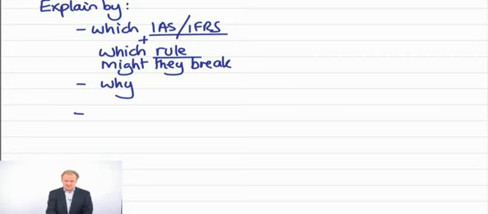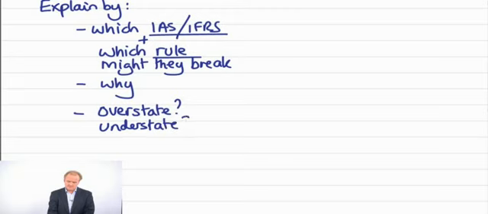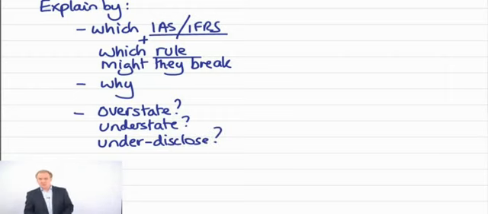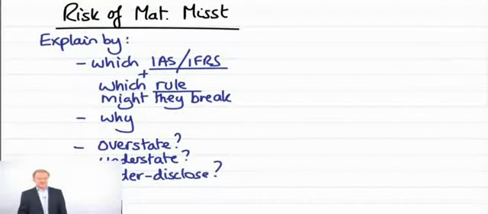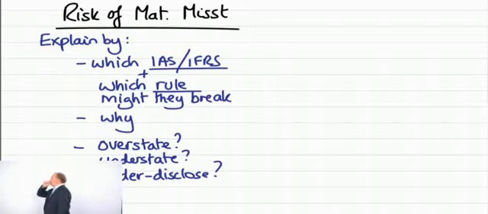And thirdly, do you think they are likely to overstate, understate, or, if it's not numbers but disclosure requirements, under-disclose the item? Example coming up very shortly with this, but that is how all risks of material misstatement need to be explained. Follow that sort of policy and it becomes a very mechanical process.